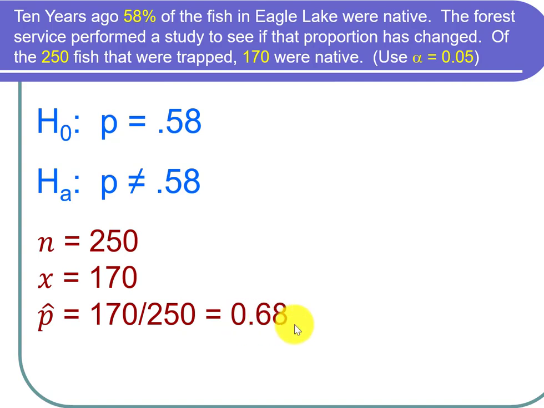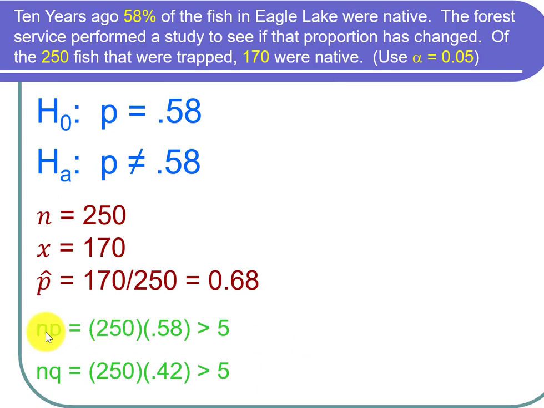The next thing I do is I want to find out, can I use the normal distribution to run this hypothesis test? So I check NP and NQ. N times P is 250 times 0.58, and that is definitely bigger than 5. You can put that in a calculator, you'll see that. And then I check NQ, that's 250 times Q, which is 1 minus P, 0.42. If you multiply those, also much bigger than 5. So that means we can use our calculator, which uses the normal distribution.